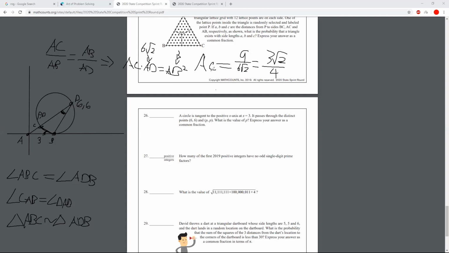And since this is also equal to P times the square root of 2, we can divide both sides by the square root of 2, and then we'll get P is equal to 3 over 4. And if I didn't make a mistake, that should be our answer. Let me just double check my work here. 3 over 2 square root 2. Okay, yeah, that should be our answer.